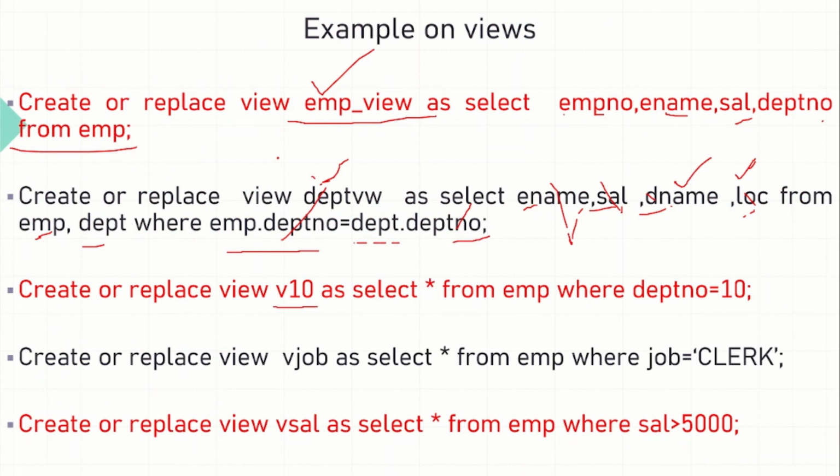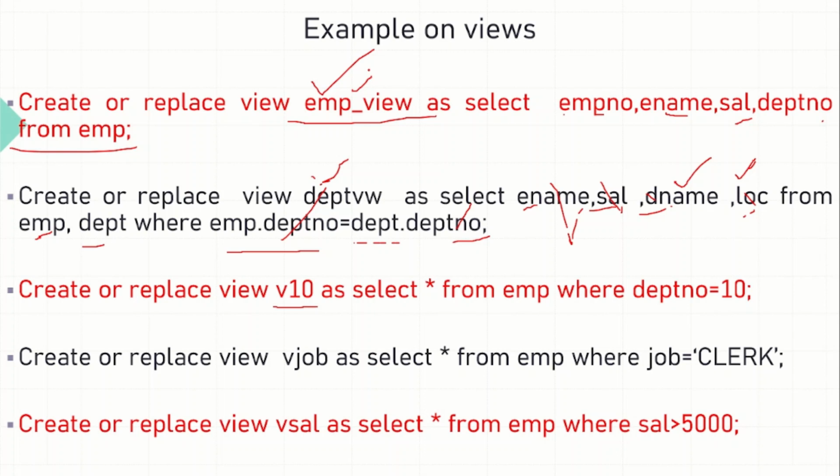Okay, now we'll have some examples on views. This is a very simple example: create or replace. We all know that it's a keyword or part of the command. View is again part of the syntax. emp_view is the name of the view which we will be creating. Select empno, ename, salary, department number. So these four columns will be part of emp_view if we are going to create it.